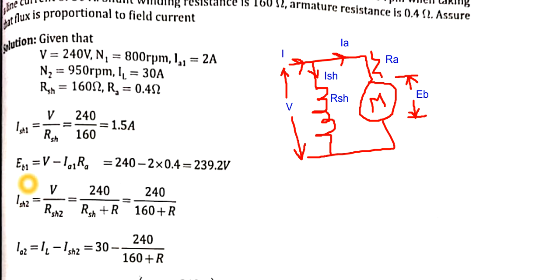Fine. Now what is EB1 in this particular case? We all know the EB1 equation in terms of voltage and the current through the armature and resistance of the armature. So EB1 is equal to V minus Ia1 Ra. This we can get by applying KVL across that loop. The applied voltage V is equal to the voltage drop IaRa plus the back EMF EB. So if you take EB from that, you get EB is equal to V minus IaRa. When you substitute the values, you will get EB1. This corresponds to the first case armature current, that is 2 amperes, which is given.